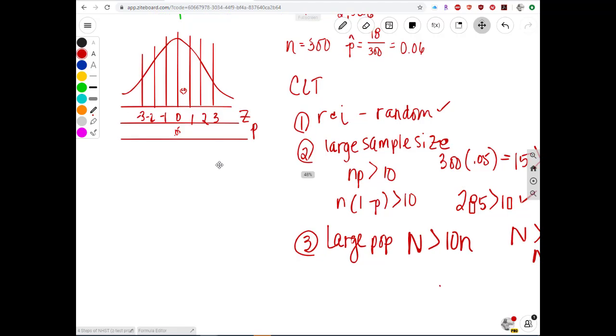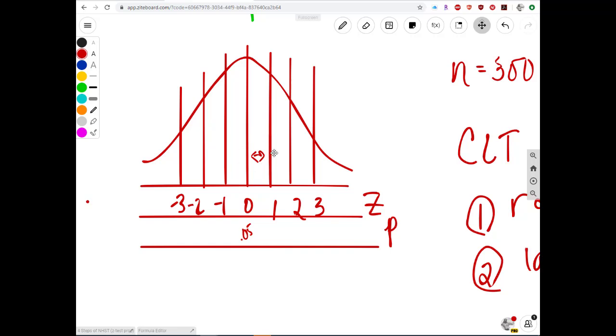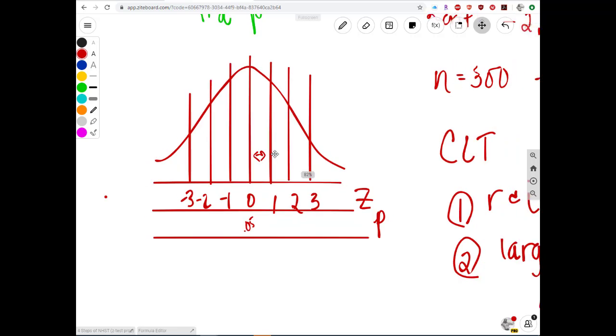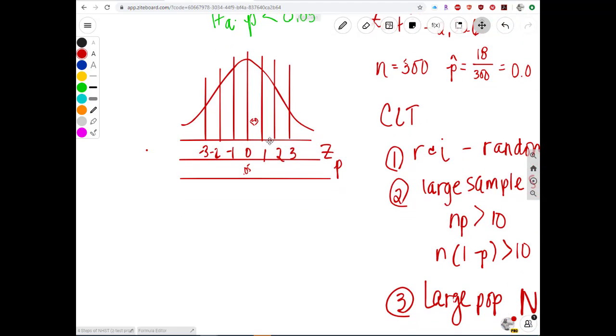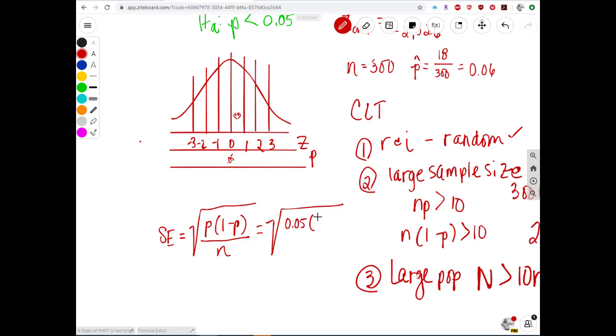So now that we can assume that the distribution is normal, I'm going to go ahead and zoom into this. We need to figure out what this distance is. And since we don't have the population standard deviation, we're going to have to work with the standard error formula for the proportions. And if I remember correctly, the standard error formula is SE equals radical P times 1 minus P divided by N. So let's plug everything in. So P is the population proportion, 0.05, times 1 minus 0.05, divided by our sample size, which is 300.